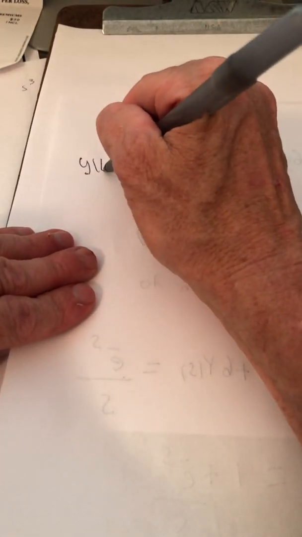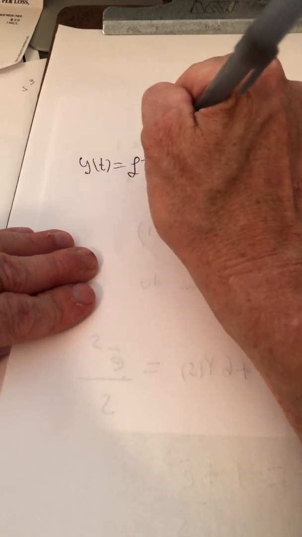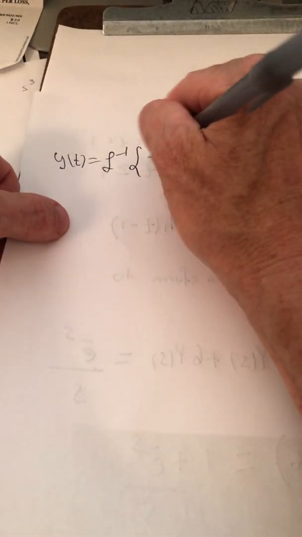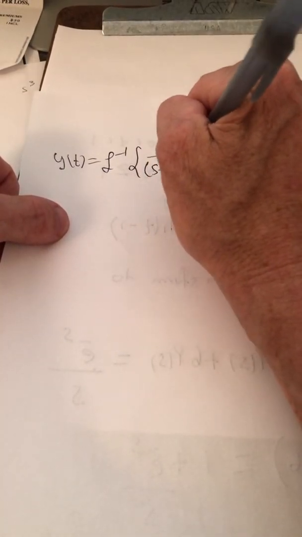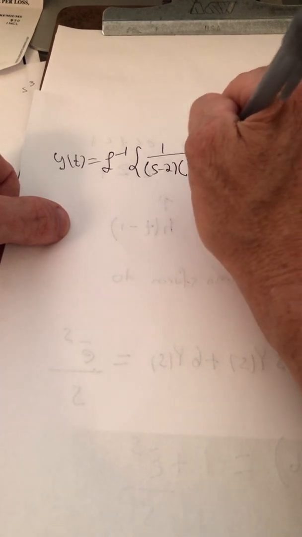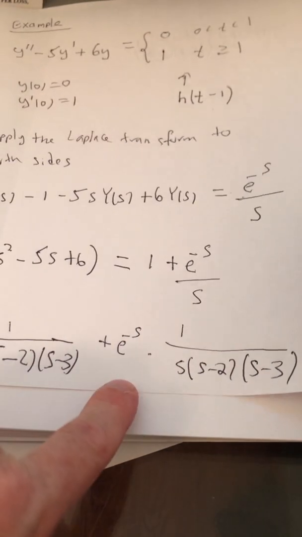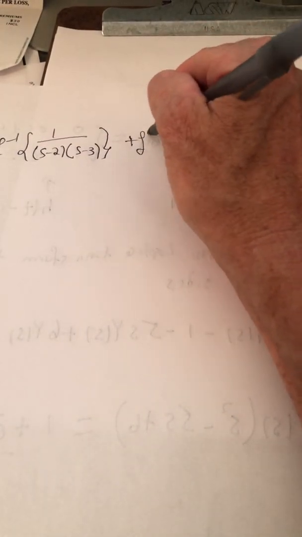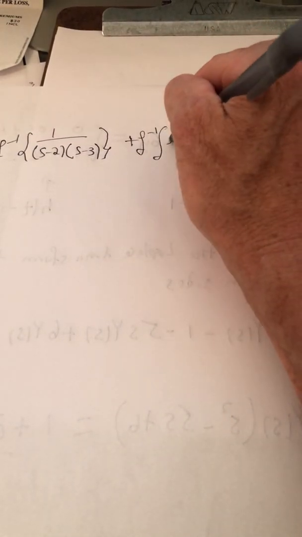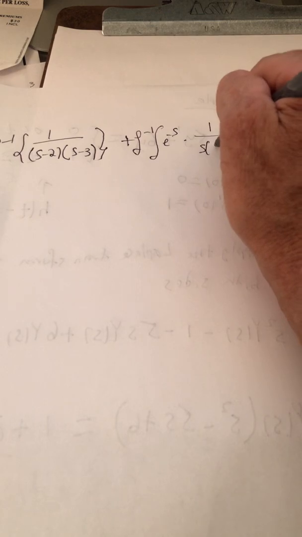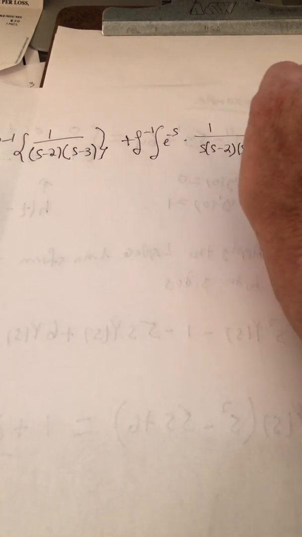So what's going on right now is this. Our final answer is going to be the inverse Laplace transform of 1 over s minus 2 times s minus 3 plus the inverse Laplace transform of e to the negative s times 1 over s times s minus 2 times s minus 3.